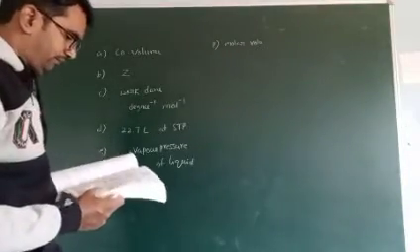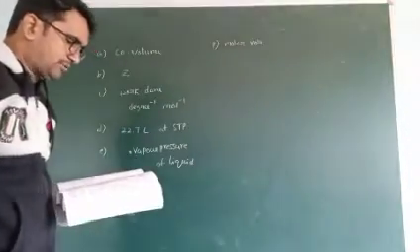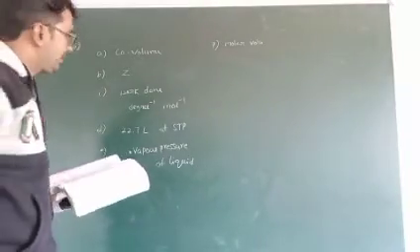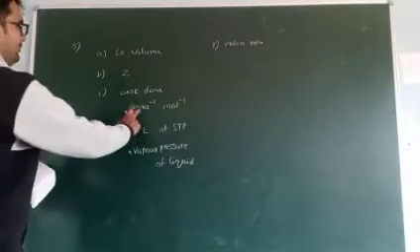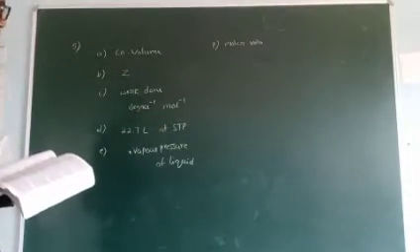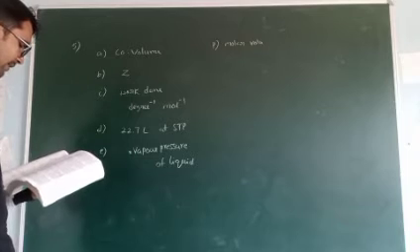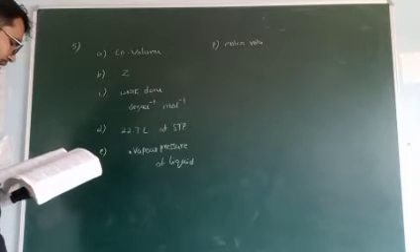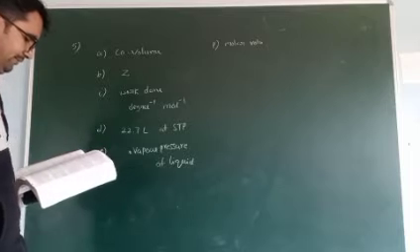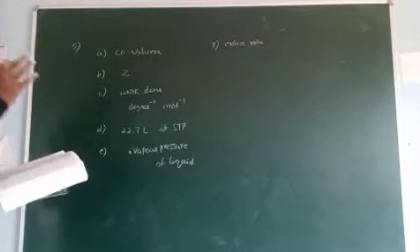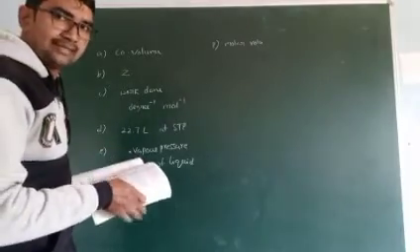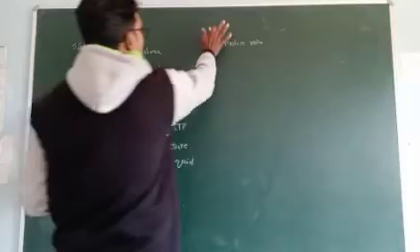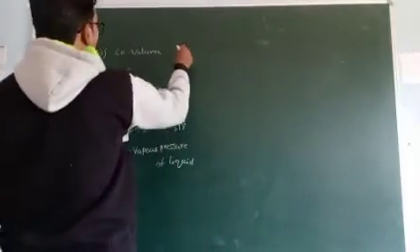Right. Next, fifth matching. Match the items of columns 1 and 2. A, co-volume, B, compressibility factor, C, work done, the units are given, D, 22.7 liter atmosphere, STP, and E, vapor pressure of liquid. First, co-volume. Co-volume means extra volume, indicated by the Van der Waals constant b. So this option is given there.